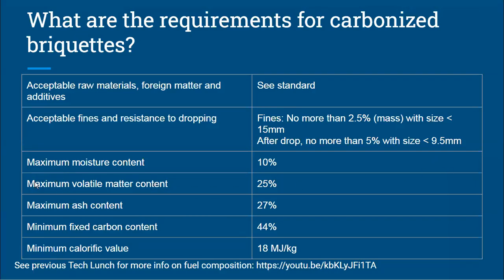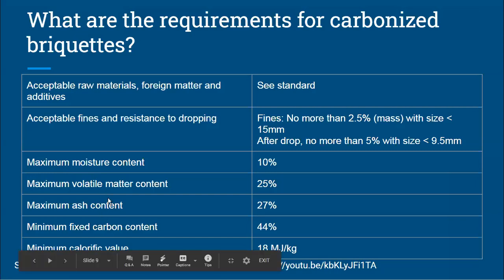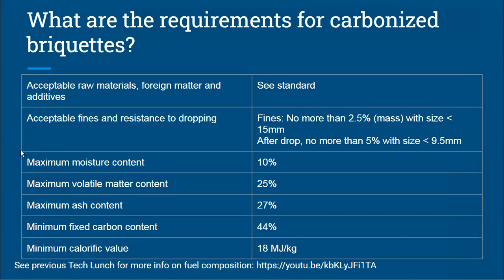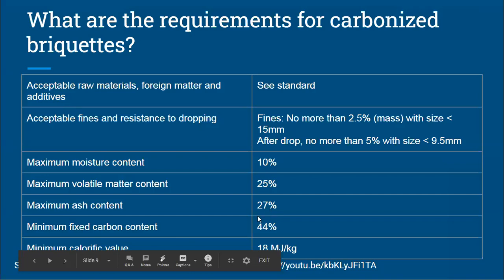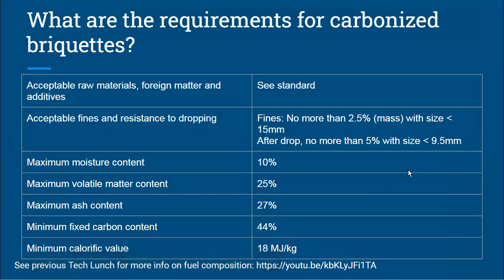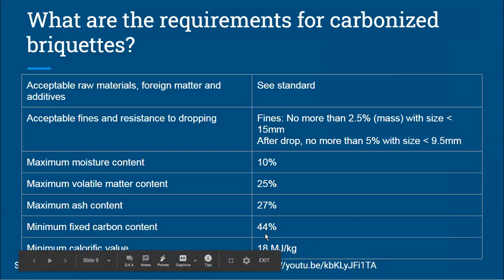So then there's a few things that actually will look familiar from our previous tech lunch, where we talked about fuel composition. So those are moisture content, volatile matter, ash content, fixed carbon. And you'll remember those comprise the proximate analysis. So the standard requires that there's a proximate analysis on the product, and it gives us some maximums for moisture content, 10%, volatile matter content, 25%, ash content, 27%, and the minimum for fixed carbon should be 44%.